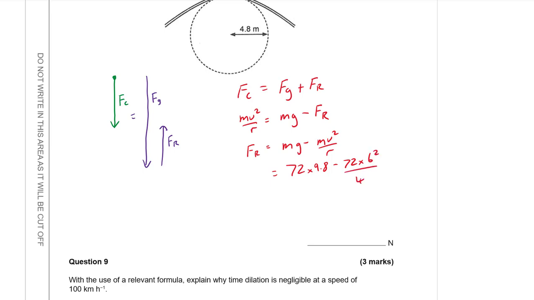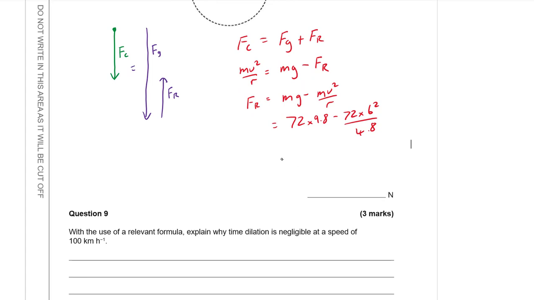Now at this point I immediately notice that the apparent weight will decrease. So you've got mg subtract a certain number, which means that you will feel lighter at the top of the hill, and that's consistent with what we expect. So I can continue on, and then what I get is 165.6 newtons, and down here I'll get that to 3 significant figures, so 166 newtons.